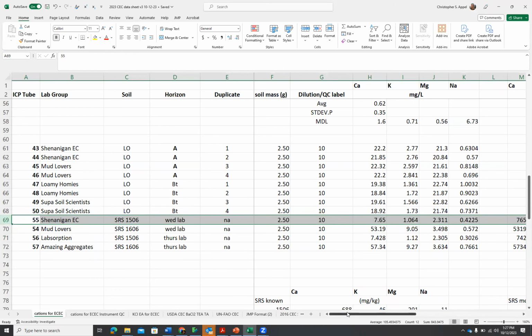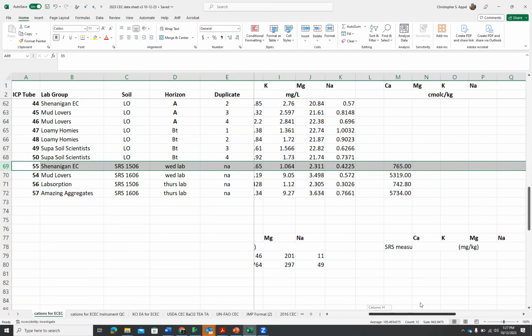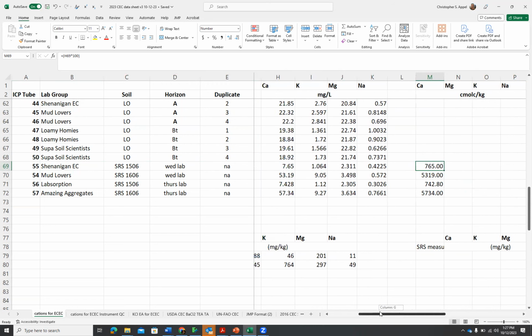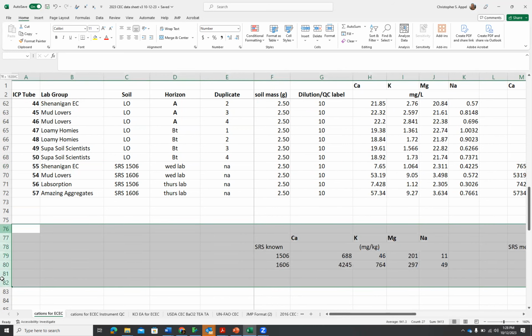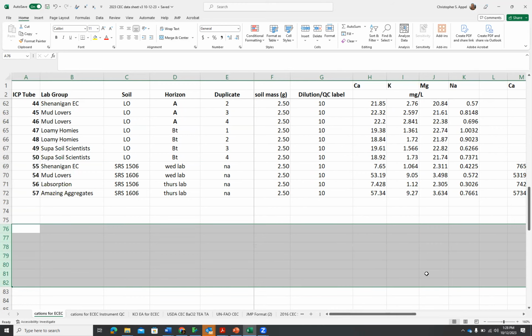All right, so I'm going to delete it. Now, there is some other information below. Do you see all that? It says SRS information, stuff like that. Let's just get rid of that too for right now, because we're not going to look at that. Delete it.